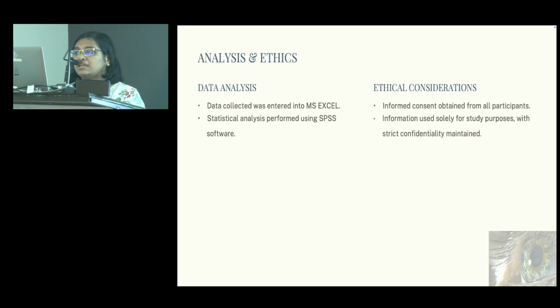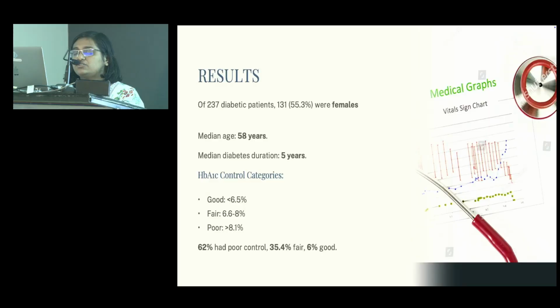Informed consent was obtained from all participants, and information was used solely for the study purposes with strict confidentiality maintained. So the results: there were 237 diabetic patients. Of those, 55% were females. Median age was 58 years, and median diabetes duration was 5 years. HbA1c control was divided into good, fair, and poor control, and 62% had poor control in our study population, and 35% had fair control.